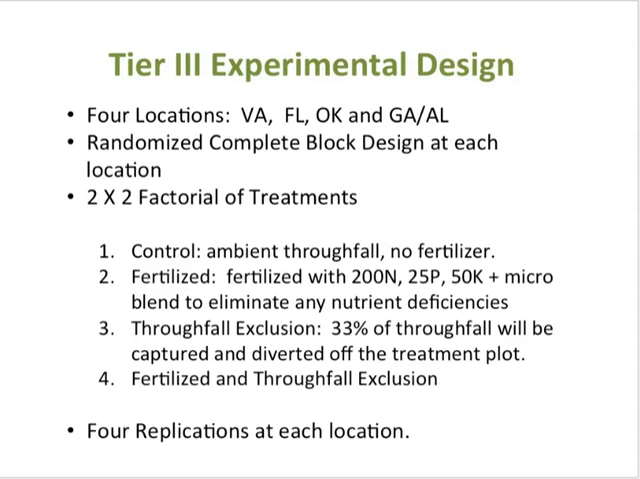Our fertilized treatment is designed to eliminate any nutrient deficiencies with a full spectrum of additions: 200 N, 25 P, 50 K, plus a micronutrient blend. The through-fall exclusion will remove 33% of the through-fall, which will be captured and diverted off the treatment plot. Then the final treatment combines the fertilizer and the through-fall exclusion with, as mentioned before, 4 replications at each site.